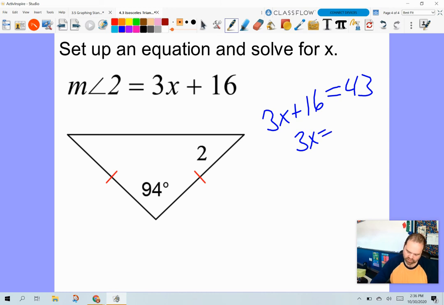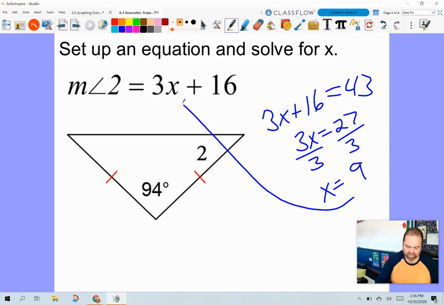So let's see, 3x equals 43 minus 16, which is 27. Divide out my 3. I got 9. Now, again, you could go back and plug this back in just to verify what's going on here. 3 times 9 is 27, plus 16 is the 43 degrees that we already said it was.